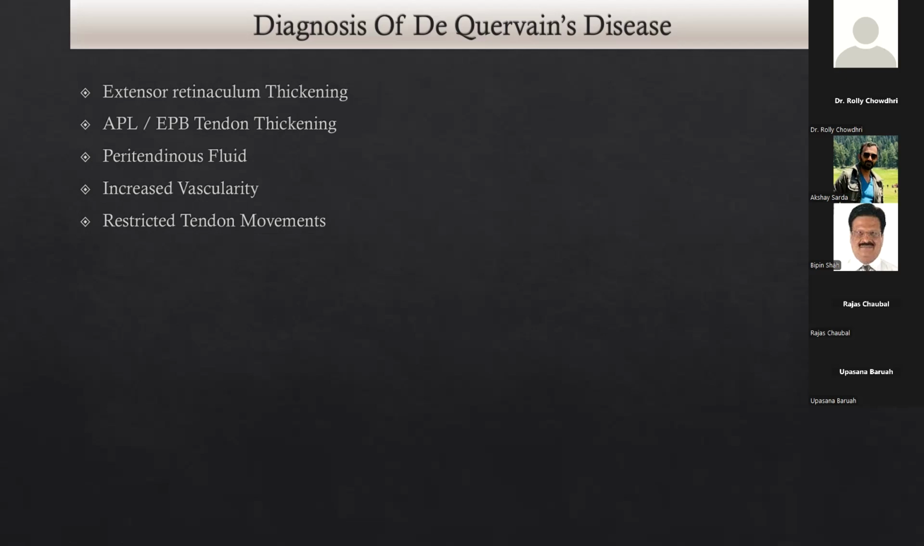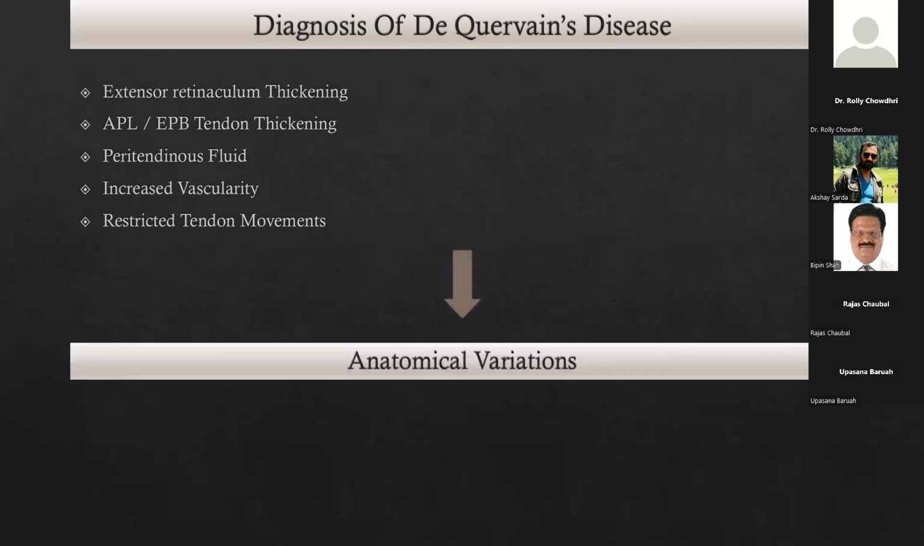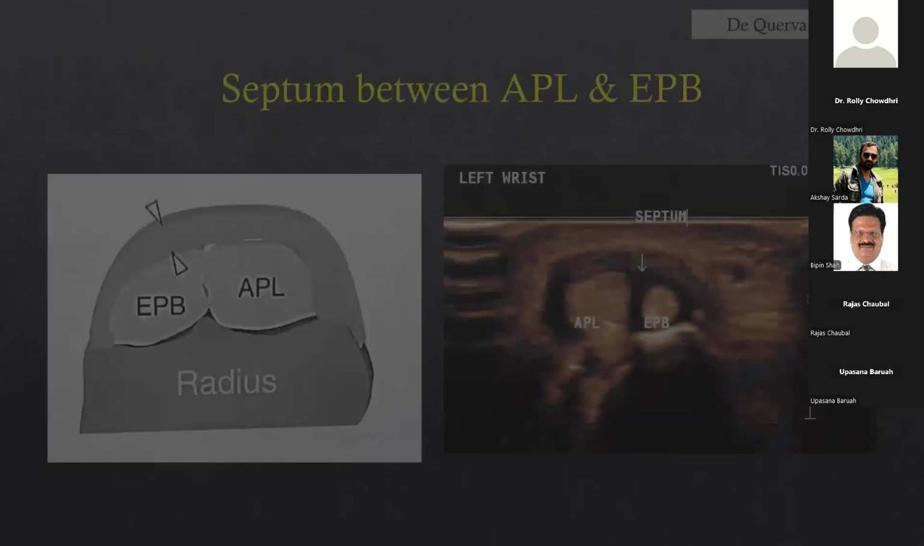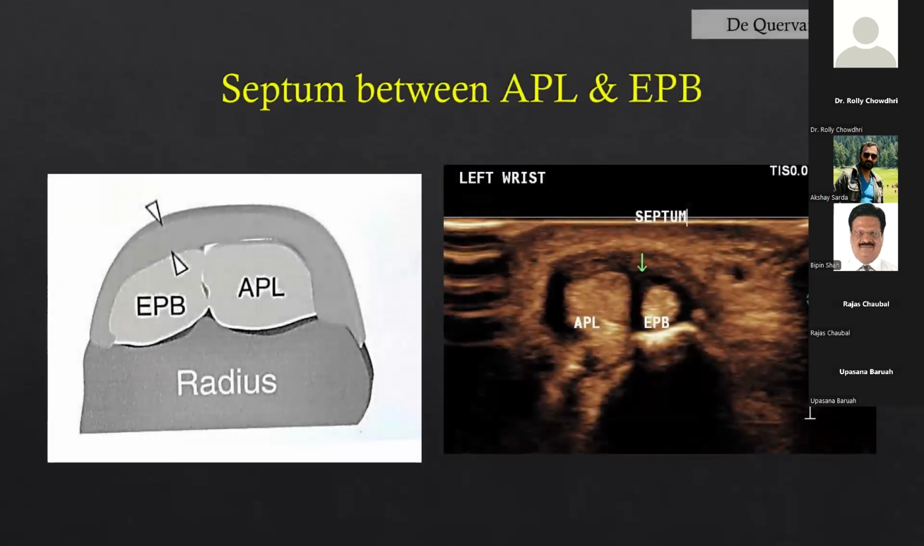The reason why the patient is referred to us is to give any more information that clinically they usually do not know. So what is the extra information that we are supposed to give? The first thing is any anatomical variation. And what is that anatomical variation? That is the septum between these two tendons.